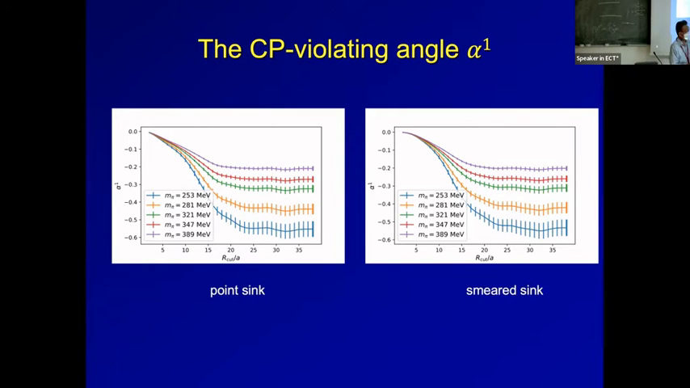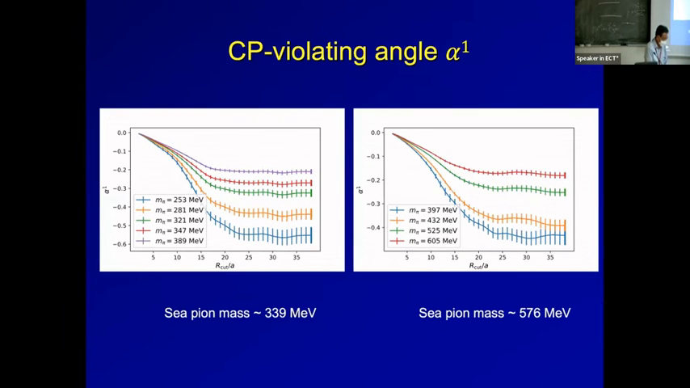Just to check this for the 2-point functions, for the point source we were calculating alpha 1, we use the 2-point function with the topological charge. You can see that there's no notable difference, just to make sure. Now, here's something which I'll explain. This is based on 2 different C parameters, 339 and 576.